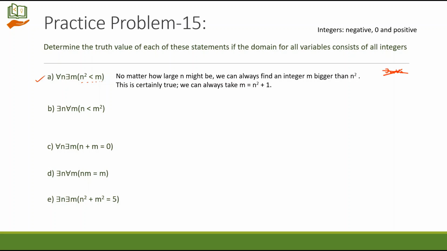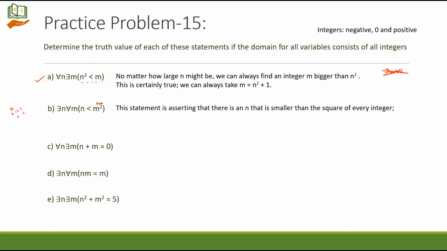The next statement. There is an n, a specific value, for all m where n is less than m square. When you square 0, you get 0. When you square minus 1, you get 1. When you square 2, you get 4. So whatever negative numbers or positive numbers or 0 you square up, everything is going to end up with positive only. This statement is asserting that there is an n that is smaller than the square of every integer.